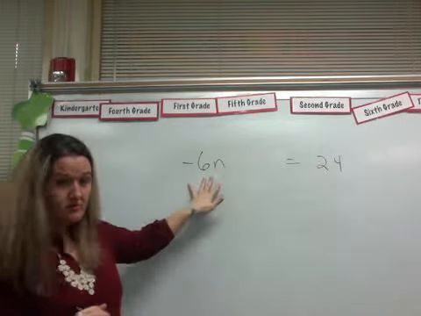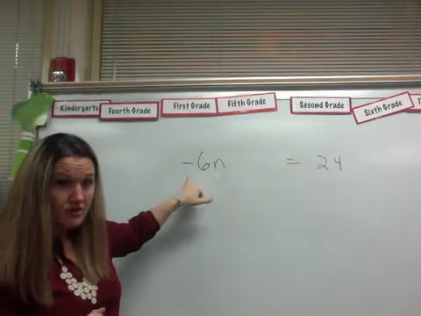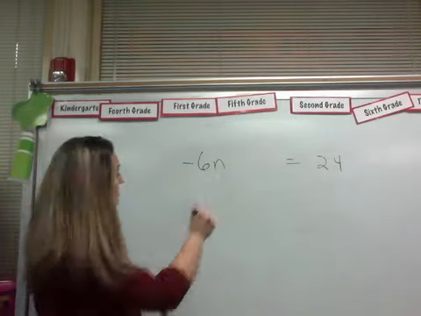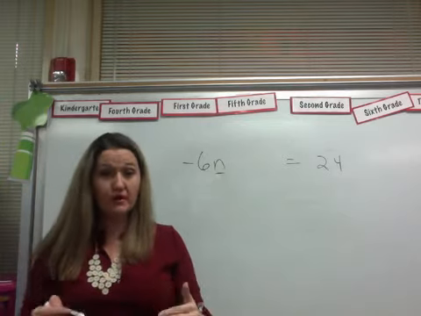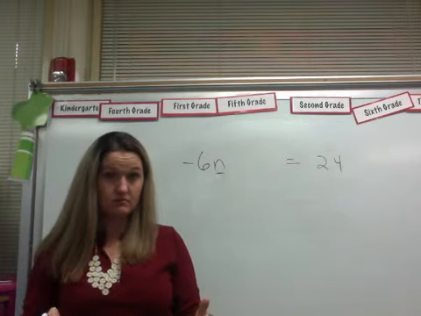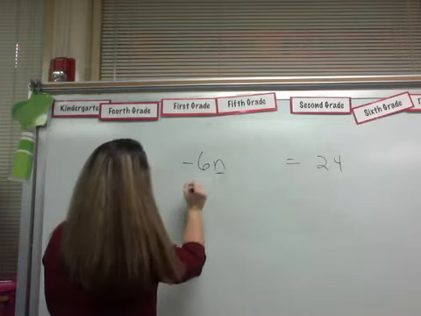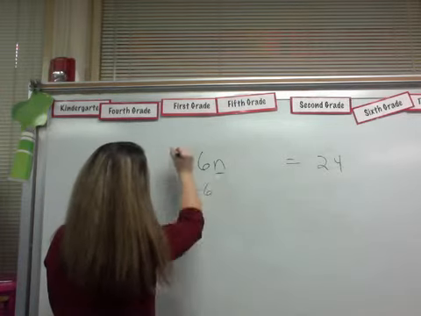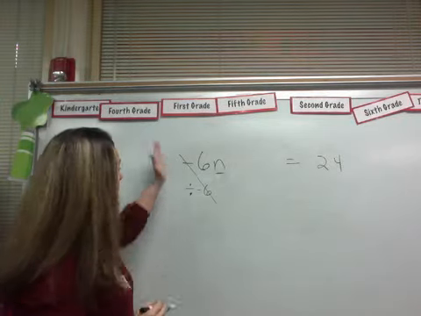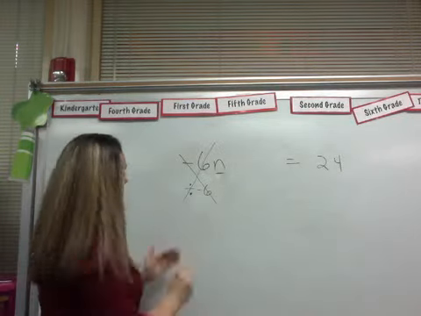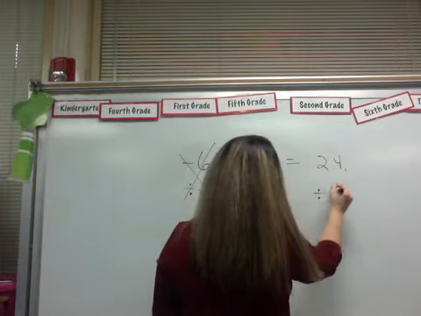Well, what process is going on here? Multiplication. Remember, I'm trying to get rid of the negative 6. I want the n all by itself. What is the opposite of multiplying by a negative 6? Well, the opposite of multiplication is division. So I'm going to divide by a negative 6. I use the exact same number, just the opposite process. So that now cancels that out. If I divide this side by negative 6, I have to divide this side by negative 6.